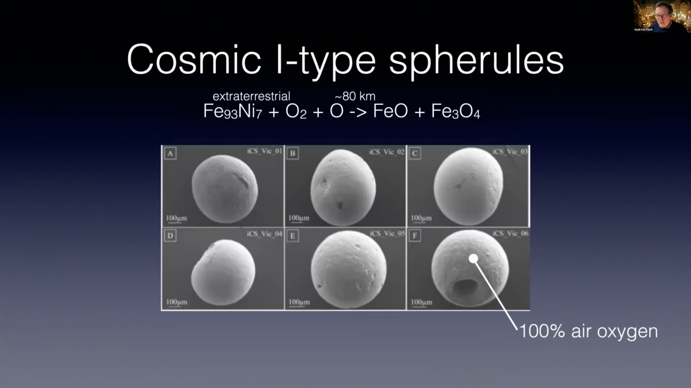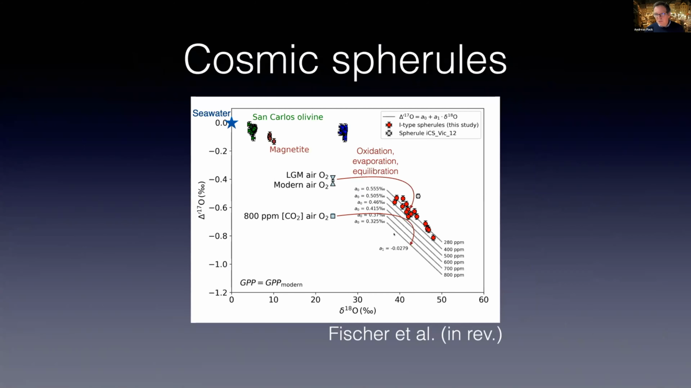The last objects that I want to show are so-called cosmic I-type spherules, and these form by oxidation of extraterrestrial iron-nickel in the atmosphere with O2 at 80 kilometers. Maybe also some oxygen is photolyzed and occurs as oxygen atoms. But this bulk atmospheric oxygen then oxidizes these alloys to wüstite and magnetite. These are images here of these cosmic spherules. The exciting thing is that they have 100% air oxygen. Unlike all the other objects and materials that I've shown, where the fraction, and the problem is often an unknown fraction, of oxygen is from the atmosphere, here we know it's 100%. And I think these are good proxies for the composition of the atmosphere.